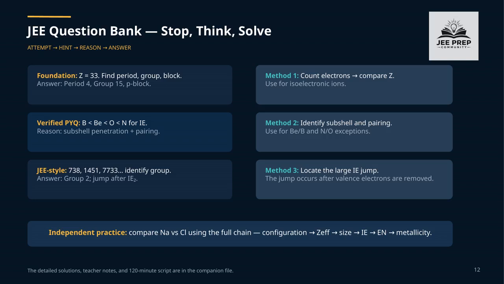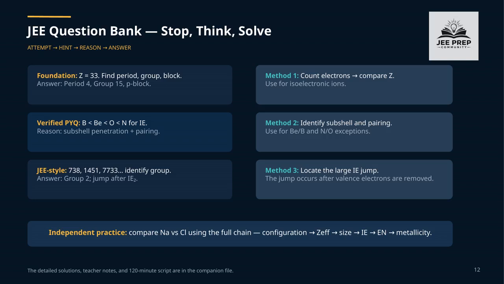For revision, maintain one page with 5 lines. Across a period, Zeff rises, radius falls, IE rises, EN rises, metallicity falls. Down a group, new shell and shielding rise, radius rises, IE falls, EN falls, metallicity falls. Exceptions: Be over B, N over O, Cl over F for electron gain enthalpy, and S over O for the same reason. Isoelectronic, higher Z means smaller radius. If you can explain each line in words, you are prepared for unfamiliar questions.